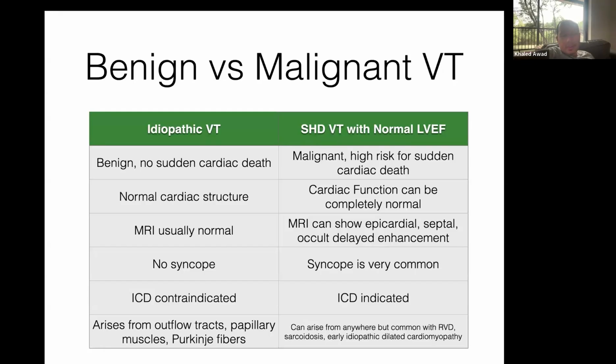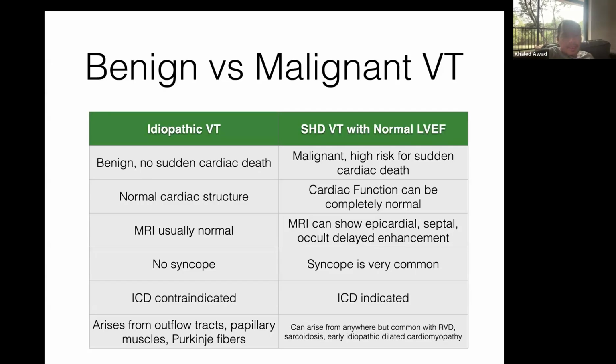Idiopathic VT arises from very predictable locations. It doesn't mean that structural heart disease VT cannot arise from these locations. It can, but things arising from these locations, along with other suggestive features, make it more likely it's idiopathic. So outflow tract, right, left outflow tracts, the papillary muscle, and the Purkinje fibers. Things like that are more likely to be associated with idiopathic VT. It doesn't mean you cannot get structural heart disease VT arising from similar locations. Now, similar doesn't necessarily mean the same.